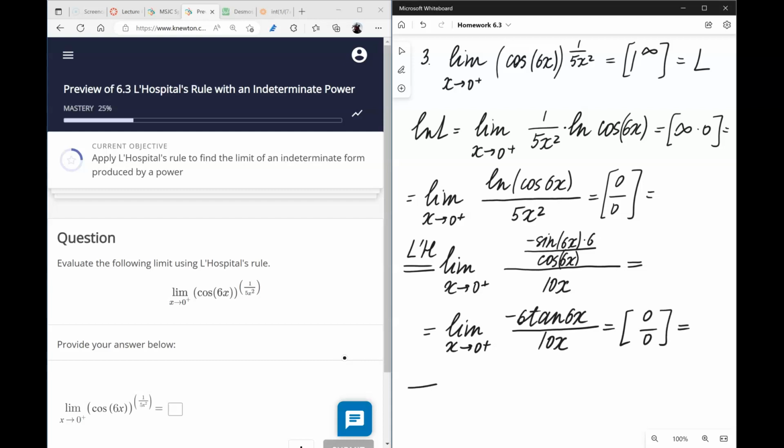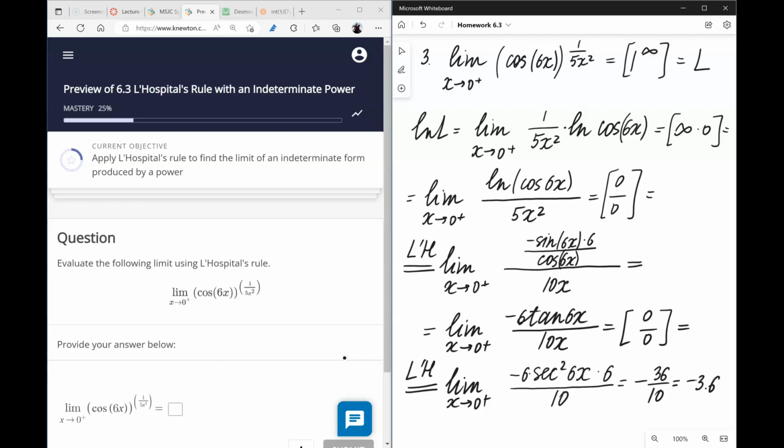So that means we can use L'Hopital's rule again. And when we use it again, what's the derivative of tangent? It's secant squared, and by the chain rule it will be multiplied by the derivative of 6x, which is 6. And in the denominator we have just 10. So now secant of 0 is 1. So the answer is negative 36 over 10, or negative 3.6.